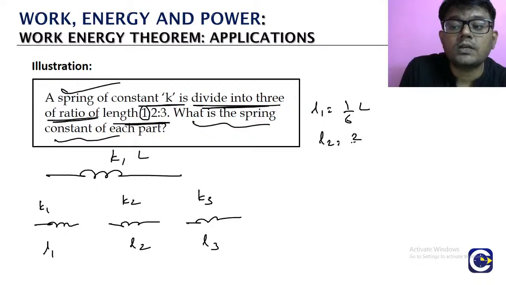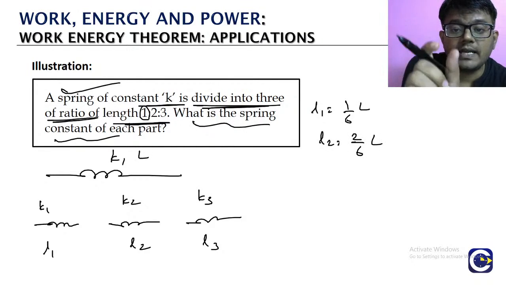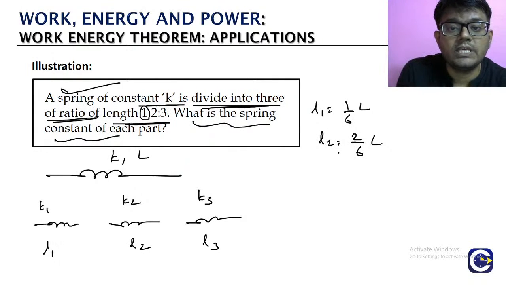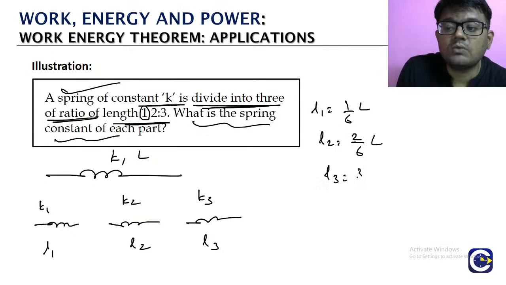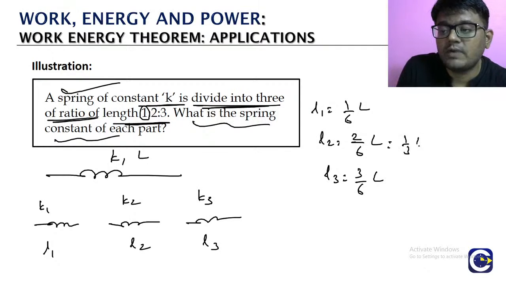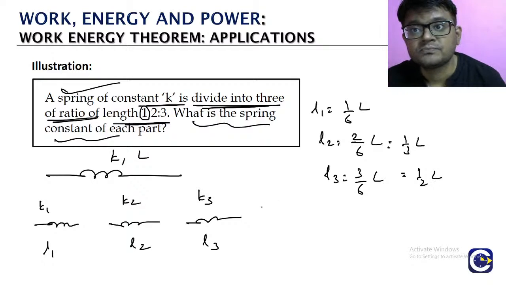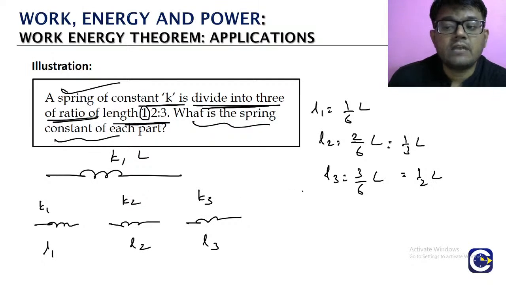Similarly, L2 will be 2/6 into capital L. Why is it coming like this? The ratio divided by the total sum of the ratios, into the total spring length. L3 will be 3/6 into L. So we can write L2 as 1/3 into L, and L3 as 1/2 into L. Okay, so this is about the L1, L2, L3 values.